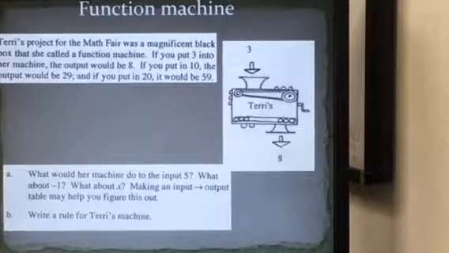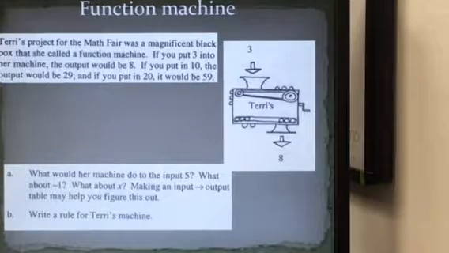So you can think of a function as like a machine where you are giving an input and you will get an output. So in this machine, notice how if you put 3 into the machine, you'll get an output of 8. If you put 10, your output would be 29. So go ahead and list those down.